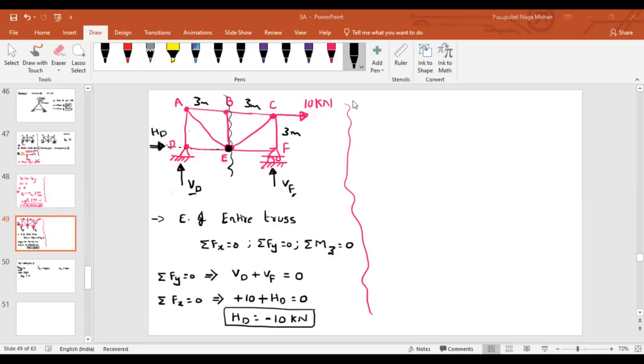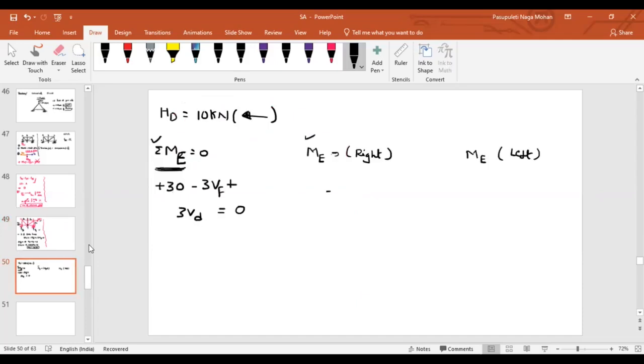You have to look into only one side. So if you are at point E, look into the right side. How many forces can you see? If you look at point E into the right side, 10 kilonewton is visible. VF is also visible. So because of the VF, what is the moment? VF into 3. And because of this 10 kilonewton, 10 into 3. Because of the VF anti-clockwise, minus 3 times VF, and because of the 10 kilonewton, positive.